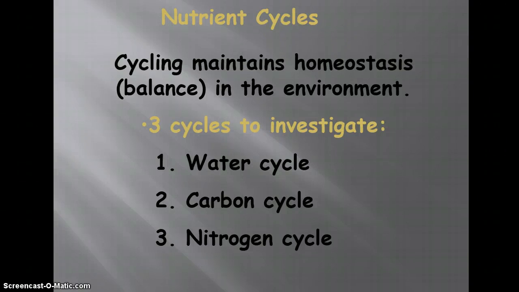Okay, this is the third lecture over Chapter 3. It goes with 3.4 in the book. Cycling maintains homeostasis in the environment, keeping everything in balance. I think the book talks about 4 different cycles. We're going to just talk about 3: the water cycle, the carbon cycle, and the nitrogen cycle.